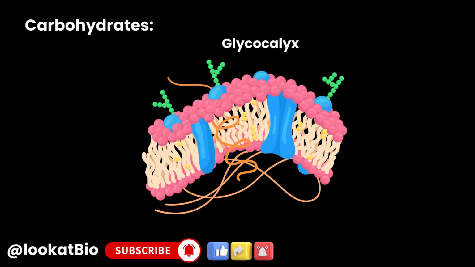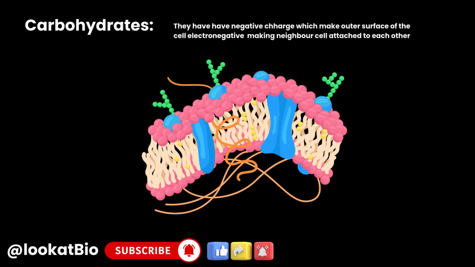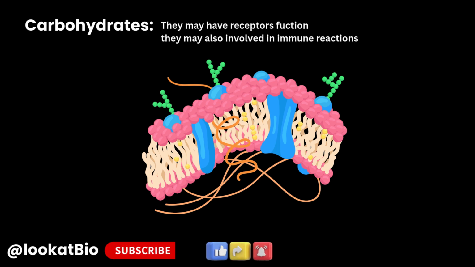The functions of the carbohydrates are as follows. Most carbohydrates have a negative charge, which makes the outer surface of the cell electronegative, making neighboring cells attach to one another through interaction of the glycocalyx. They may also have receptor function, and finally they may be involved in immune reactions. So this was all about the cell membrane.